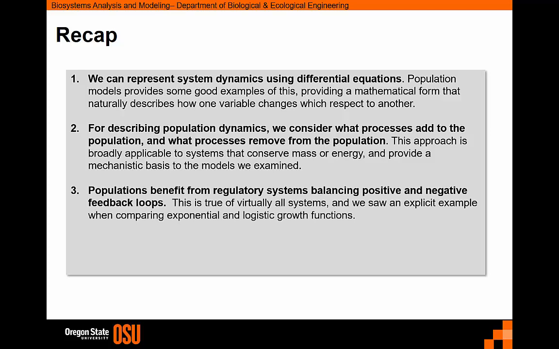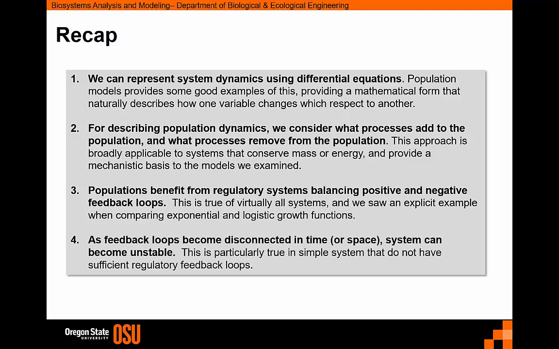Third, we saw that populations benefit from regulatory systems balancing positive and negative feedback loops. This is true of virtually all systems, and we saw an explicit example when comparing exponential and logistic growth functions. And finally, we saw that as feedback loops become disconnected in time or space, a system can become unstable. This is particularly true in simple systems that do not have sufficient regulatory feedback loops. In our next module, we'll be looking at some nonlinear systems and describing solution techniques for solving these systems.